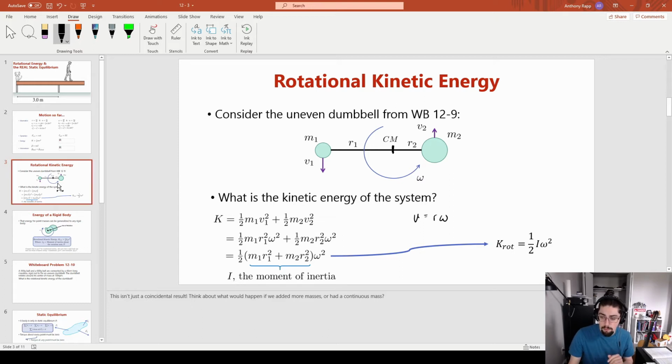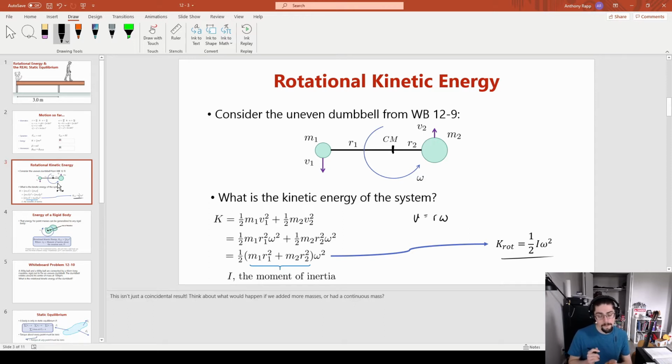Then let me pull the omega to the outside. Now I'm left with m1 r1 squared plus m2 r2 squared. Remember here that for any point mass spinning about a point, its moment of inertia is mr squared. If I have two objects, that means I'll have m1 r1 squared plus m2 r2 squared. That's rotational kinetic energy. That's where we're getting this from.